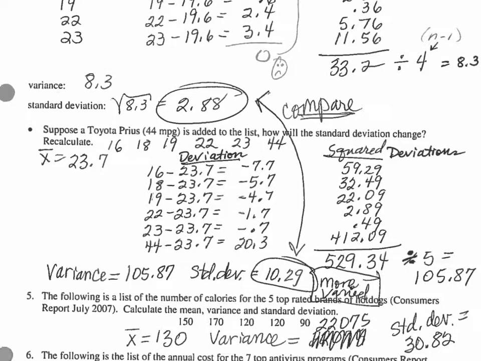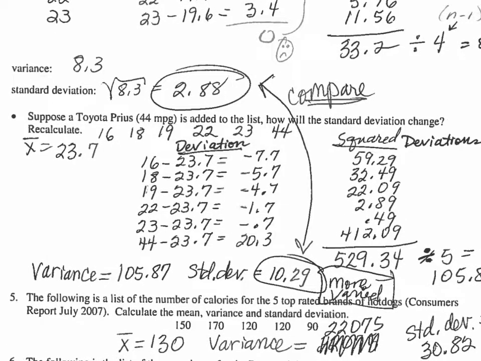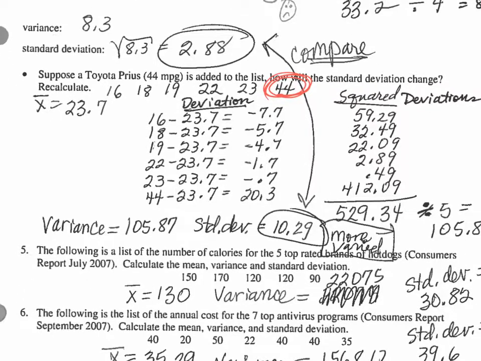Standard deviation, average distance. Okay, so whenever we put this 44 in here, what do you think that's going to do to the average distance from the mean? It's an outlier, so it's going to make that average distance go up. So let's see what happened. What's the first thing in the process that you do? What is this step here doing?